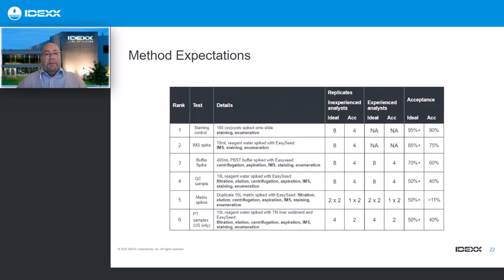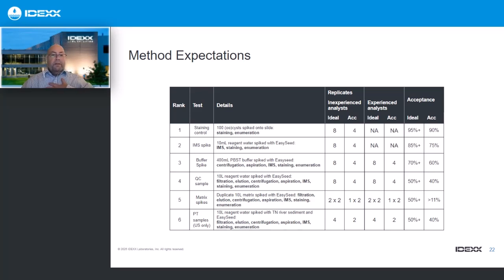When we're looking at method expectations, we try and do a lot of training, and we usually do training in reverse. So we'd start with staining, and then we'd work through the IMS, then we'd work through centrifugation, and we work backwards until we've got the whole method in place. For staining controls, we're looking for 95% ideally. For IMS spikes, we're looking for 85% plus recoveries. For buffer spikes, where we would go through the centrifugation step, 70% plus. With quality control samples, 50% plus. And again, for matrix spikes and PT samples, we're really looking for 50% plus recoveries overall.